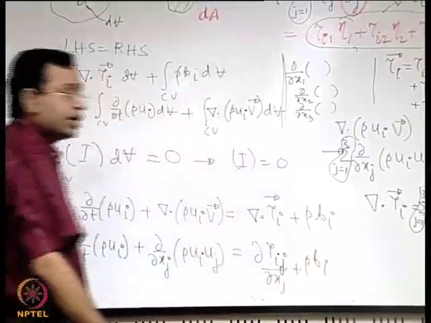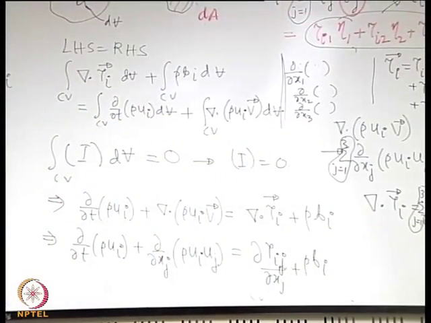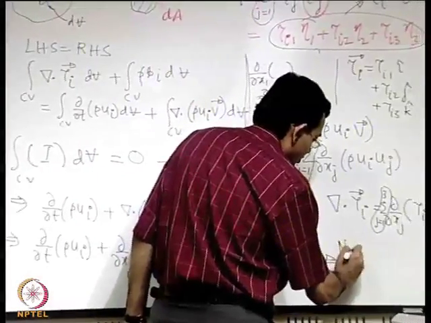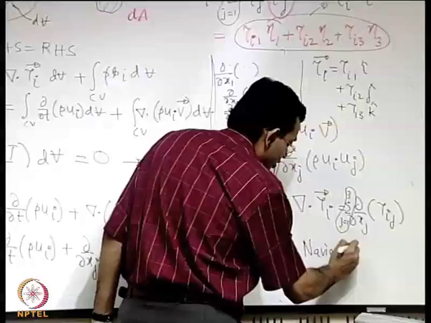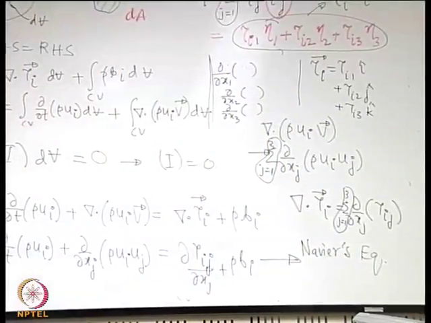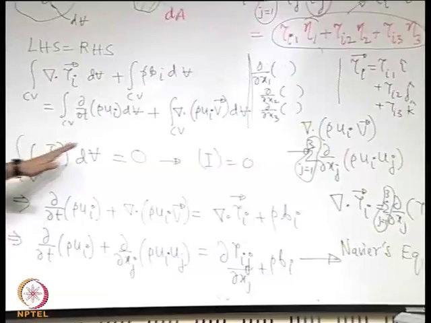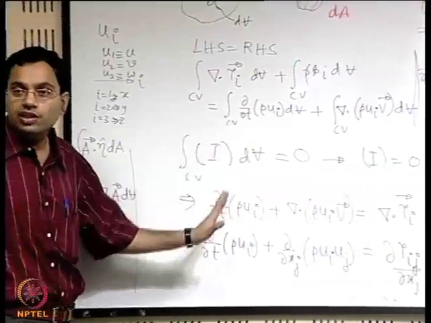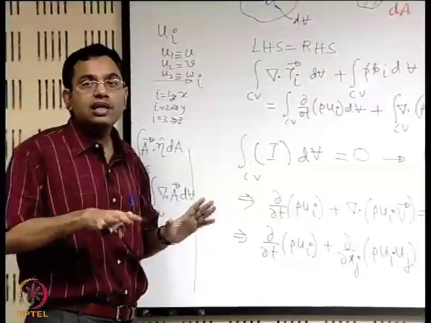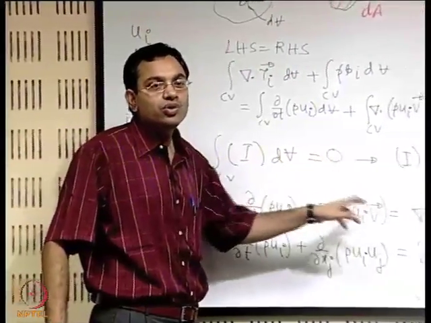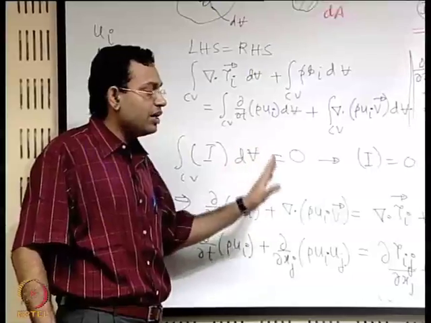So this is an equation of motion, an equation of dynamic equilibrium in differential form, and this is known as Navier's equation of equilibrium or simply Navier's equation. So we have been successful in writing an equation of motion along the direction i. If you put i equal to 1, it is x, if you put i equal to 2, it is y, if you put i equal to 3, it is z.